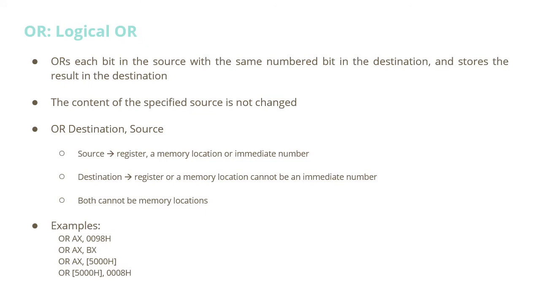Next is OR AX, BX. Here a bitwise OR operation is performed between the contents of the register AX and BX.